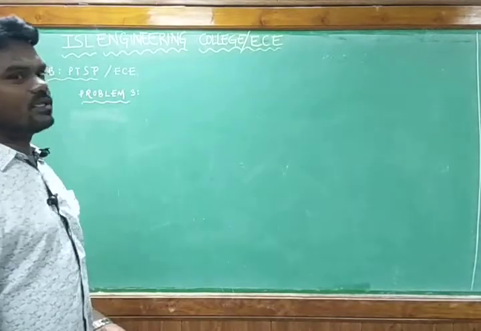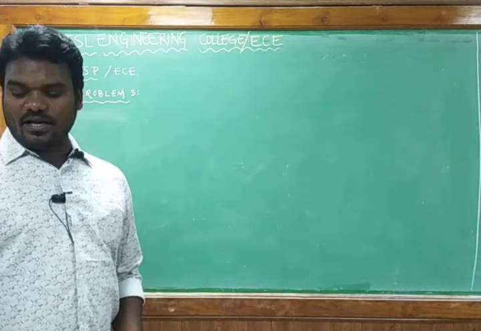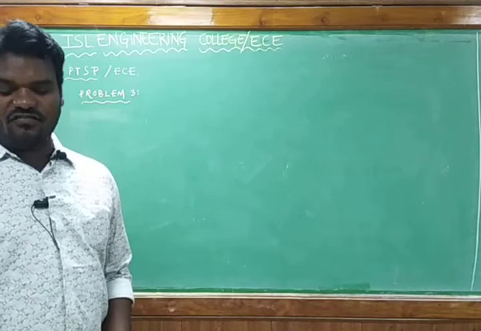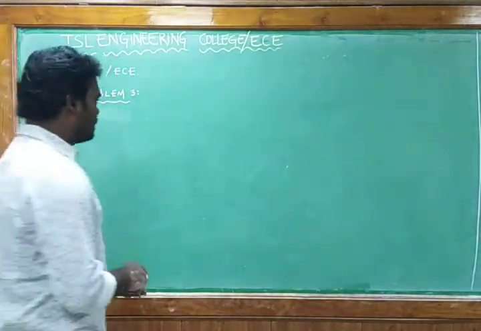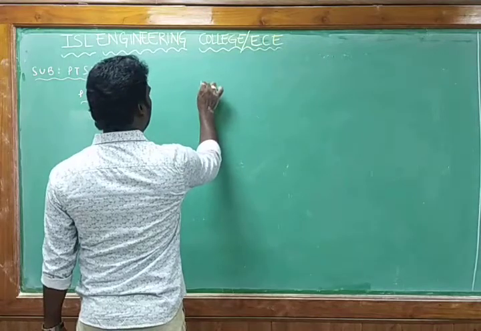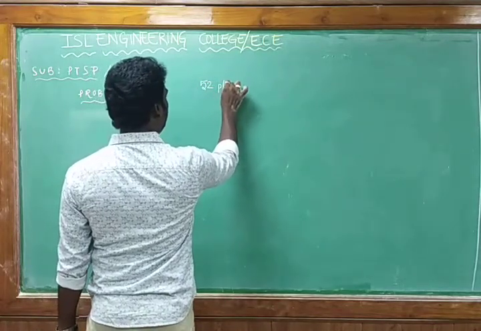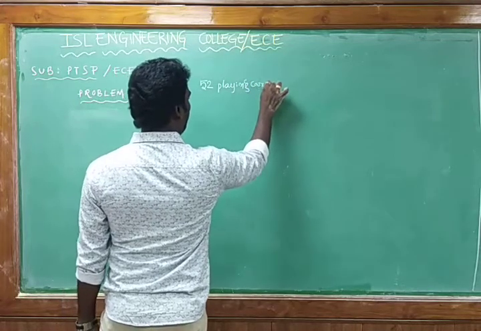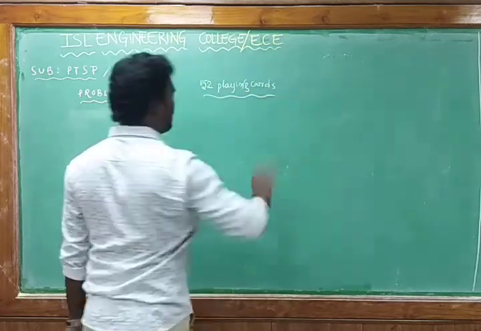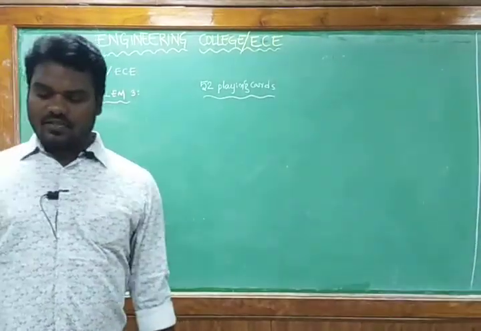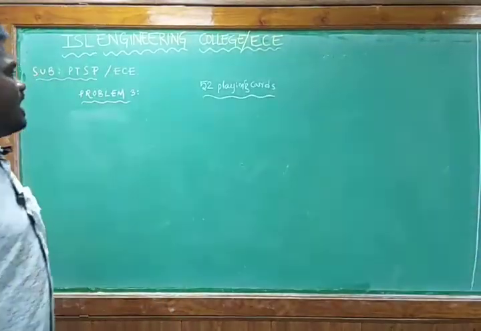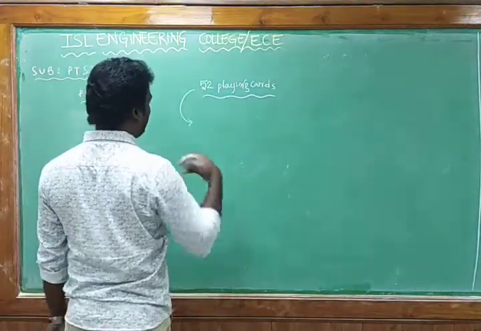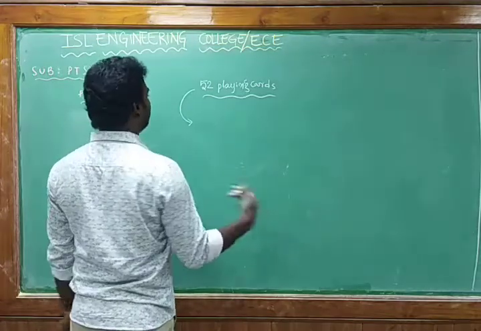Third question: what is the probability of drawing an ace card from a well shuffled deck of 52 playing cards? That means we have 52 playing cards, and all these 52 playing cards are well shuffled. Then what is the probability of drawing an ace card? From the 52 we are drawing 1 card, and what is the probability of getting the ace card?